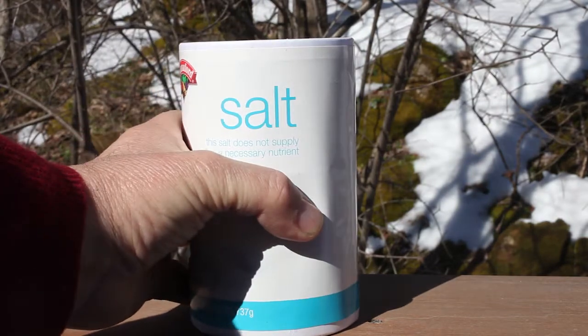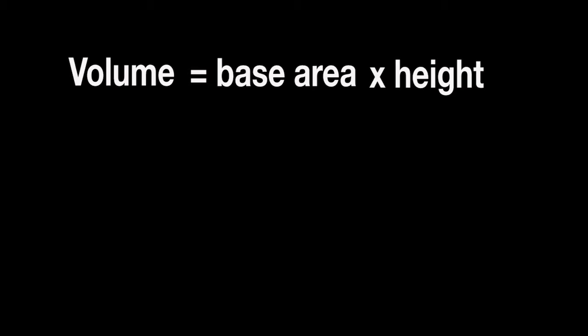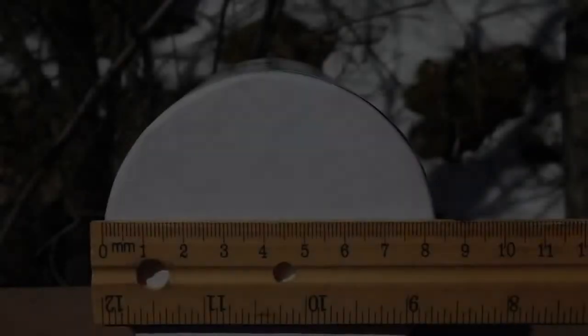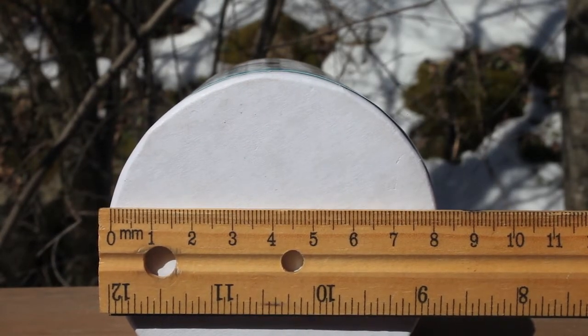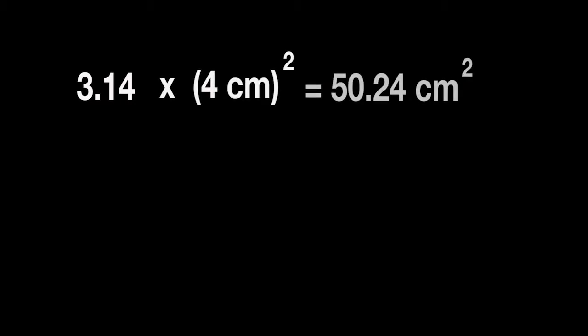It's also possible to calculate the volume of cylinders. Let's calculate the volume of this cylinder to see how much salt it contains. To find the volume for the cylinder, we use the formula volume equals base area times height. So, we first need to find the area of the circular base using the formula base area equals pi times its radius squared. The diameter of the circular base is 8 centimeters. Since the radius is half the diameter, we know the radius is 4 centimeters. So 3.14 times 4 centimeters squared equals 50.24 square centimeters.